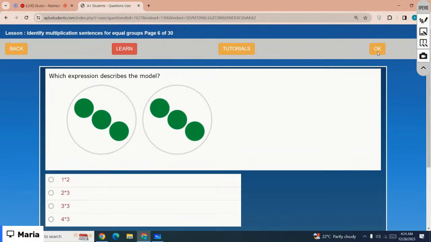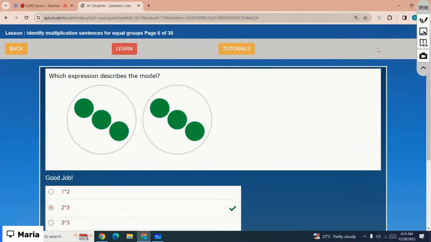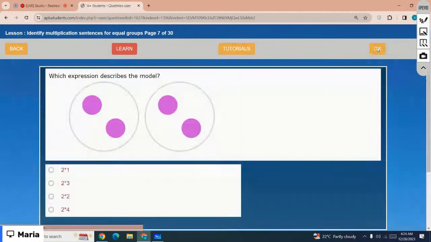Very good. That is 2 times 3, right? You have two groups and each group has 3 dots, so that is 2 times 3. Very good. The next one is which expression describes the model? Which is the correct option?